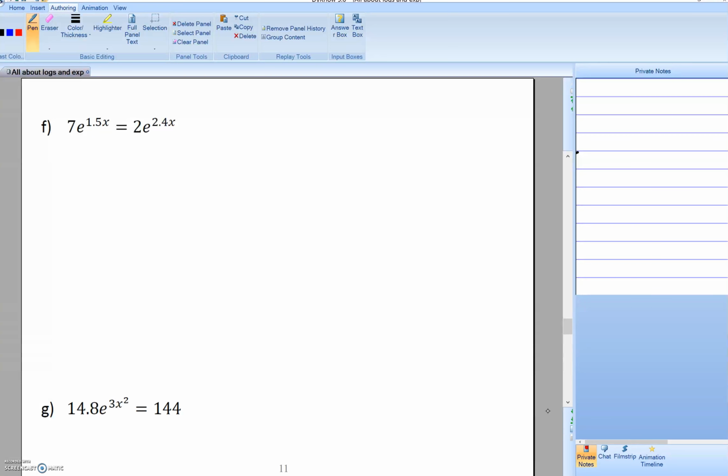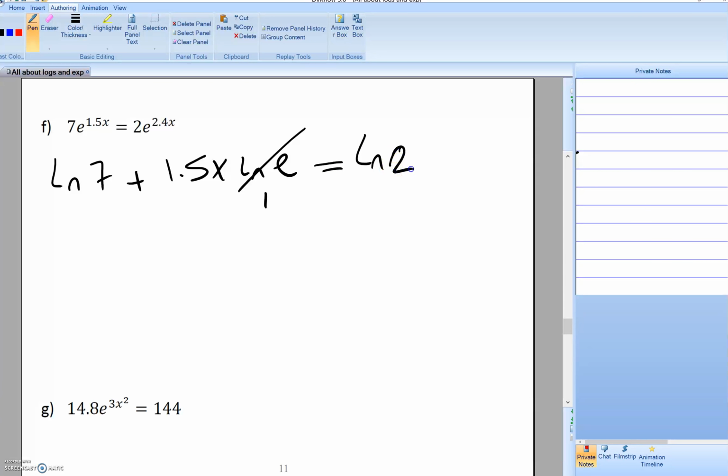When we don't have e, we do log. Okay, so here the same thing. So I do ln 7 plus 1.5x ln e, which is 1. Ln e, they cancel each other, so it is ln 2 plus 2.4x ln e, okay, which is 1. Okay, and then I try to find x.